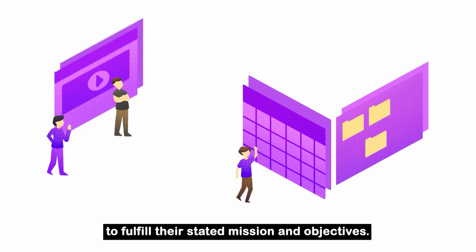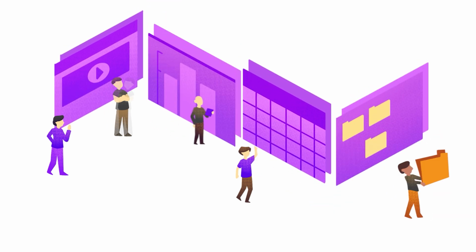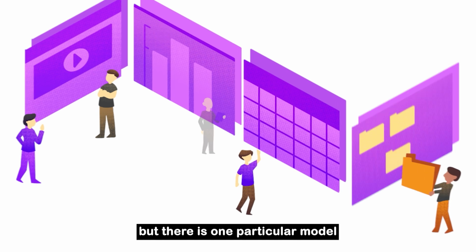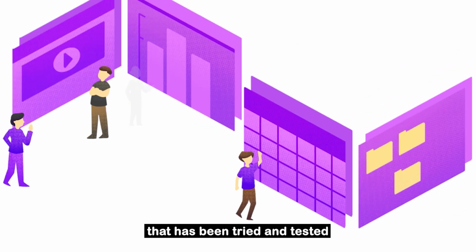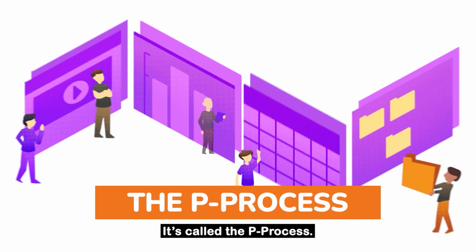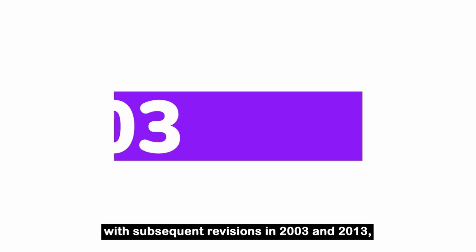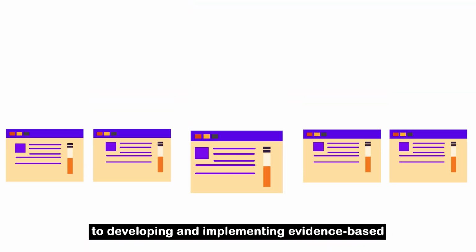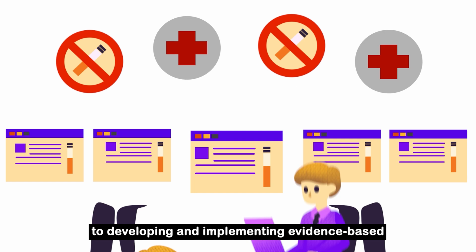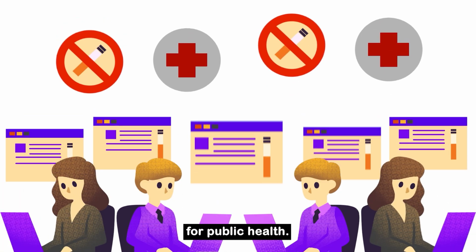and objectives. There are a range of approaches to strategic communication, but there is one particular model that has been tried and tested, especially in public health. It's called the P process. First developed in 1982, with subsequent revisions in 2003 and 2013, the P process is a step-by-step approach to developing and implementing evidence-based and participatory strategic communication programs for public health.